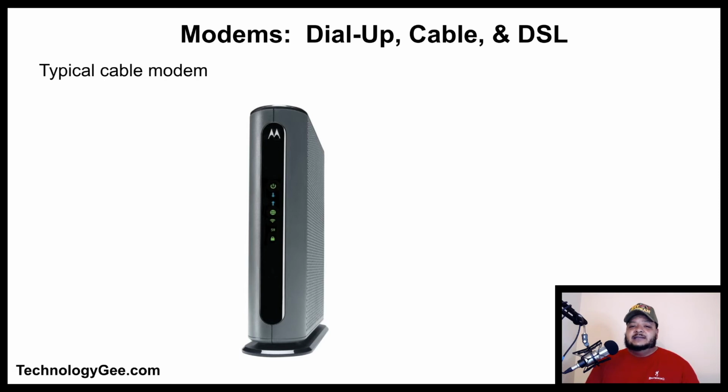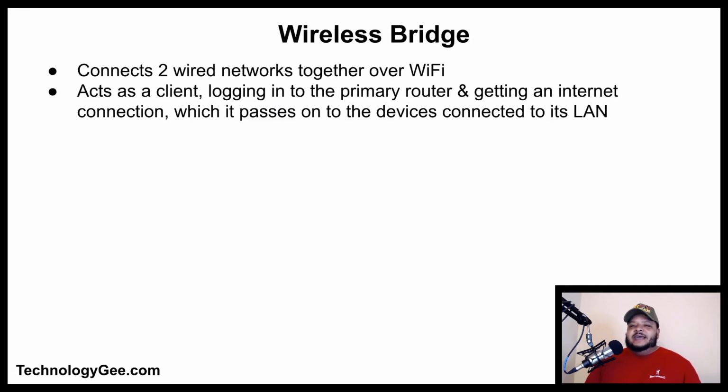if you have cable internet access. A wireless bridge connects 2 wired networks together over Wi-Fi. The wireless bridge acts as a client, logging into the primary router and getting an internet connection, which it then passes on to devices that are connected to its local area network.